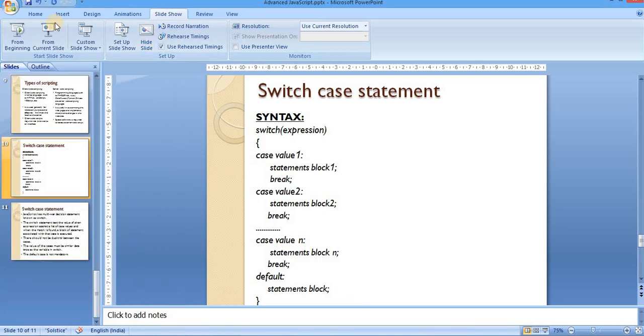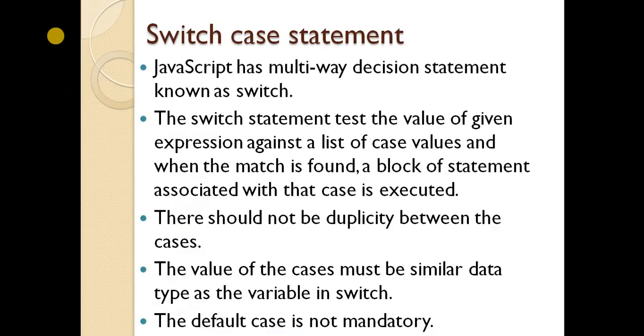Okay, so coming back to our presentation. So JavaScript has multi-way decision statement known as switch. This switch statement is going to test the expression against a list of values. So various values are given. It is going to match it according to that. When the match is found, a block of statements associated with that case is executed. Only and only that block will execute. It will not execute the remaining blocks.